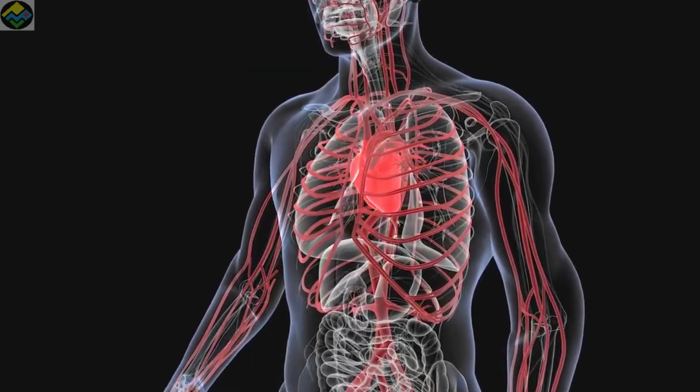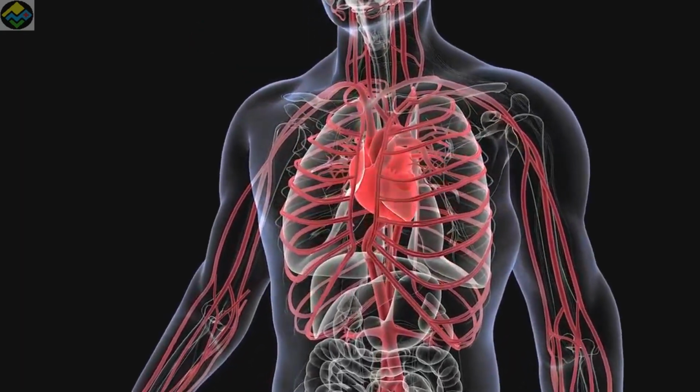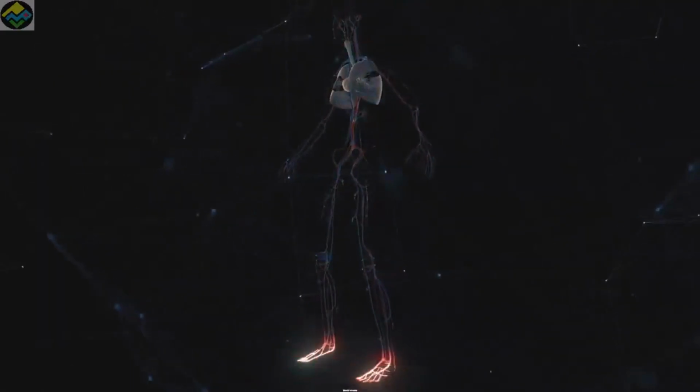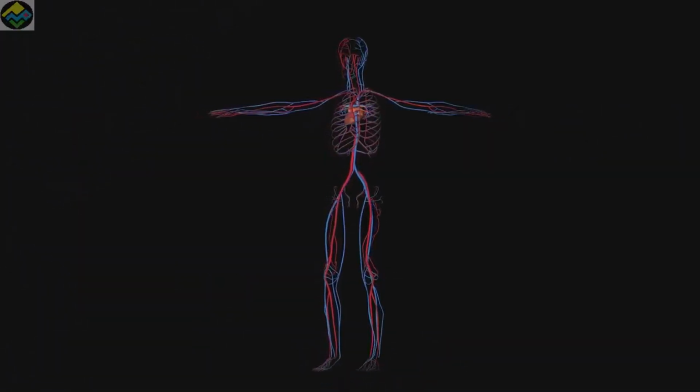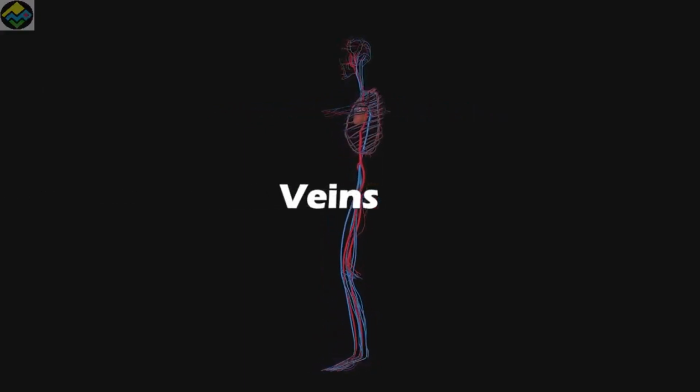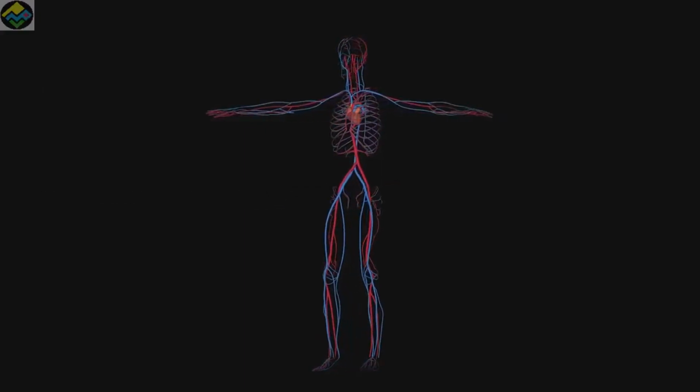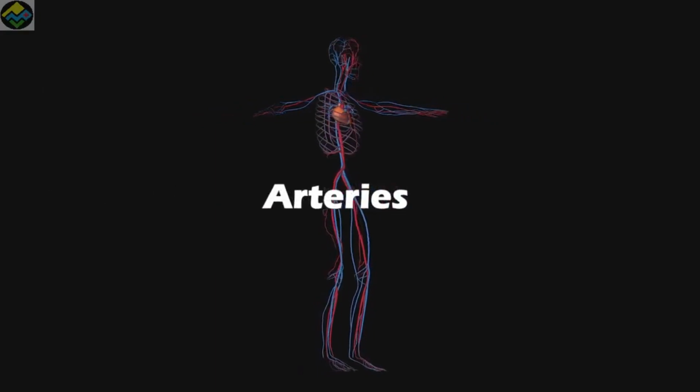For the circulation of blood towards or away from our heart, there are narrow tubes in our body. These are called blood vessels. We also know that the vessels that bring blood towards our heart are called veins, and the vessels that take blood away from our heart are called arteries.